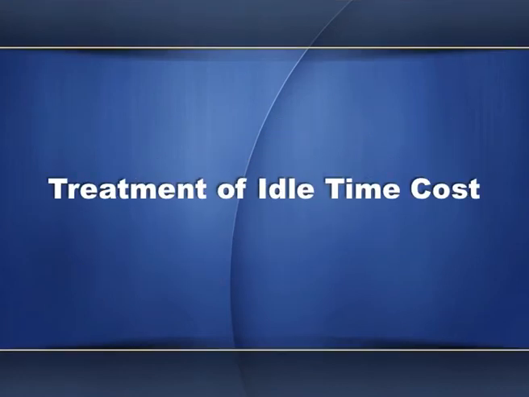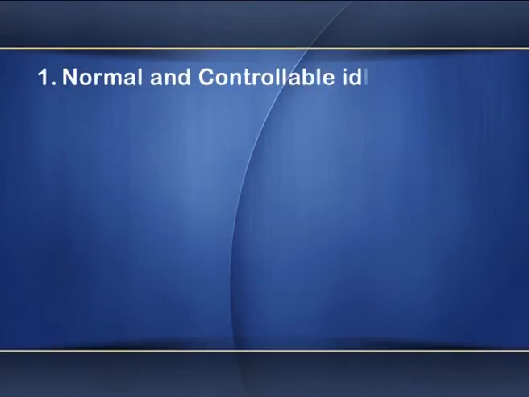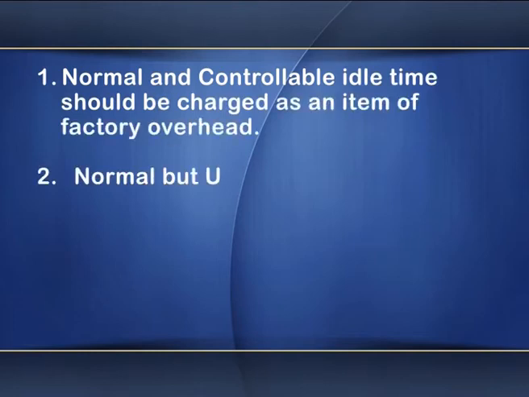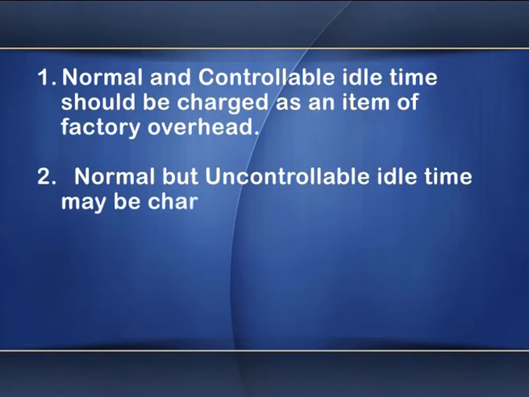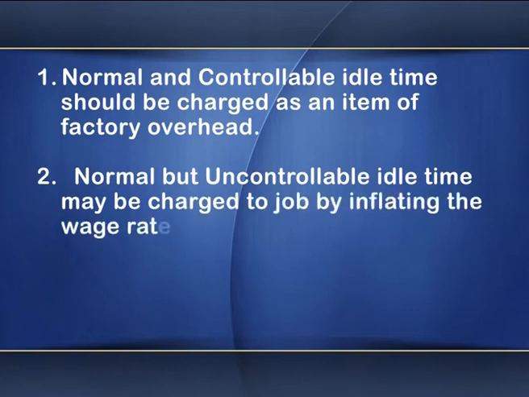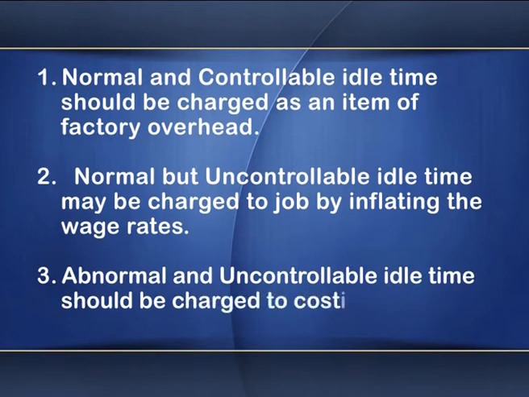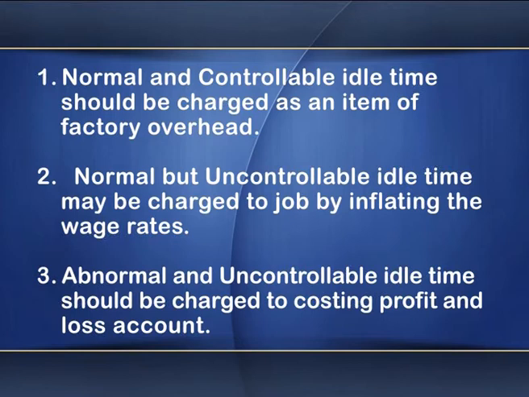Now let us look at the treatment of idle time cost. Number 1, normal and controllable idle time should be charged as an item of factory overhead. Number 2, normal but uncontrollable idle time may be charged to job by inflating the wage rates. Number 3, abnormal and uncontrollable idle time should be charged to costing, profit and loss account.